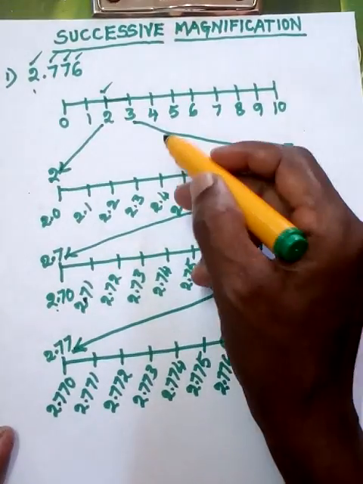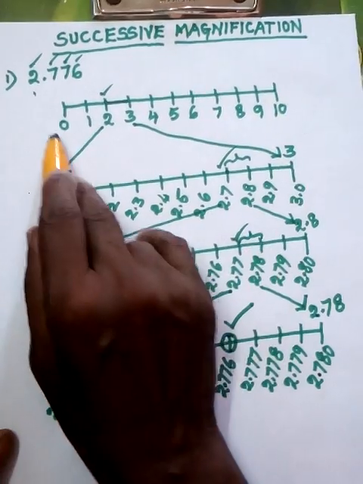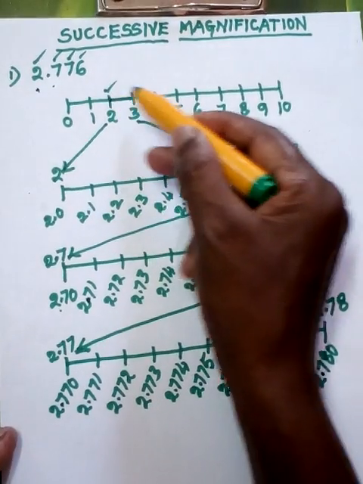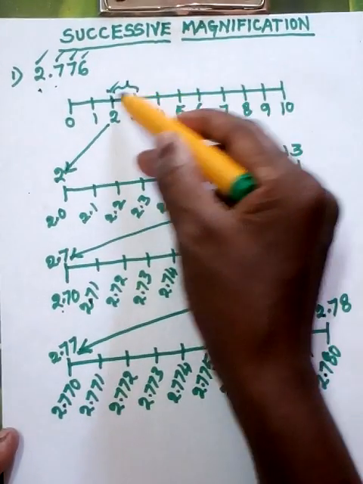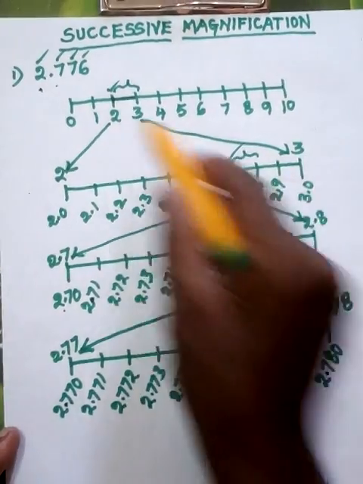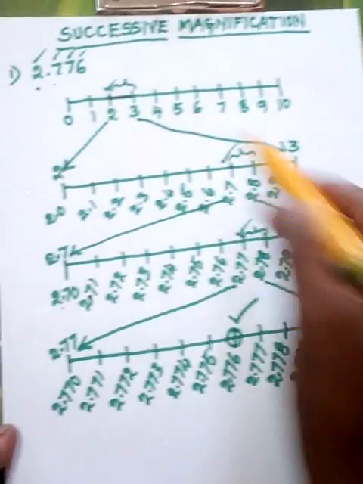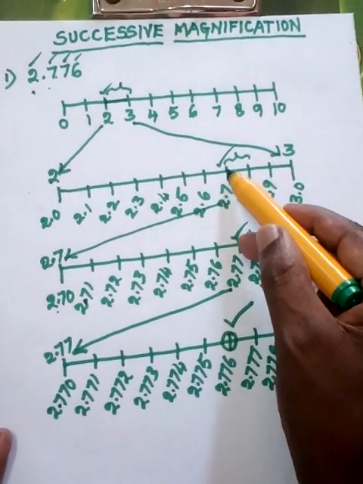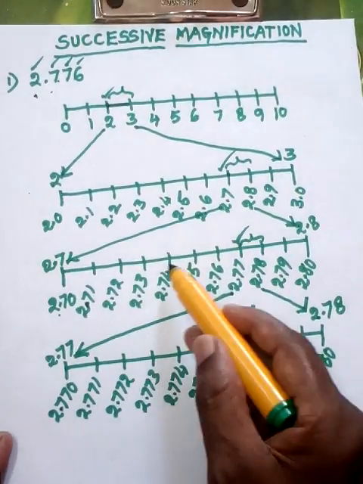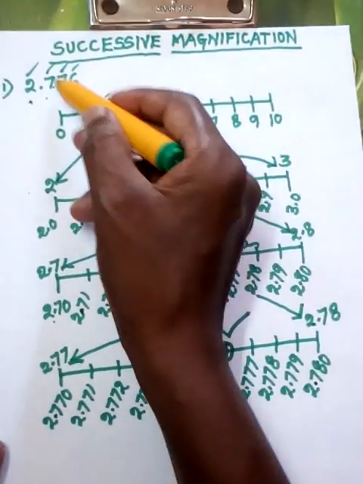Once again I am explaining. First you have to draw one number line and mark up to 10 numbers starting from 0. You have to take the first number before the decimal, that is 2, and also the next number. You zoom this, and after zooming 2 and 3 you make 10 more parts. In that, the next decimal digit after the point is 7. You take 2.7 and 2.8, zoom that also, and make 10 more parts.